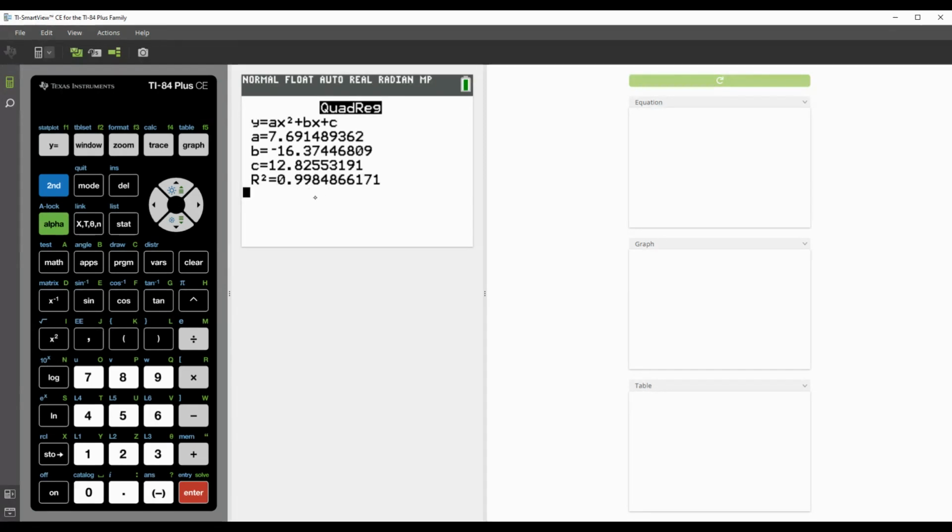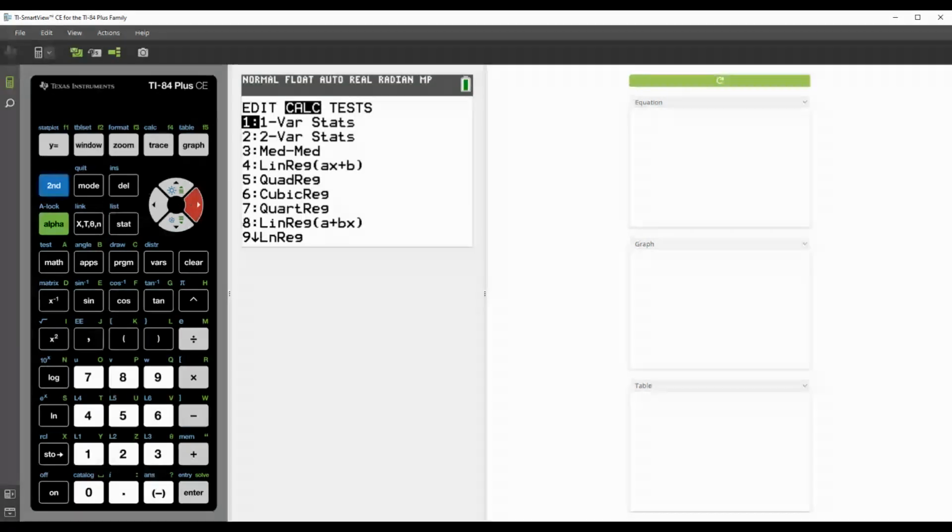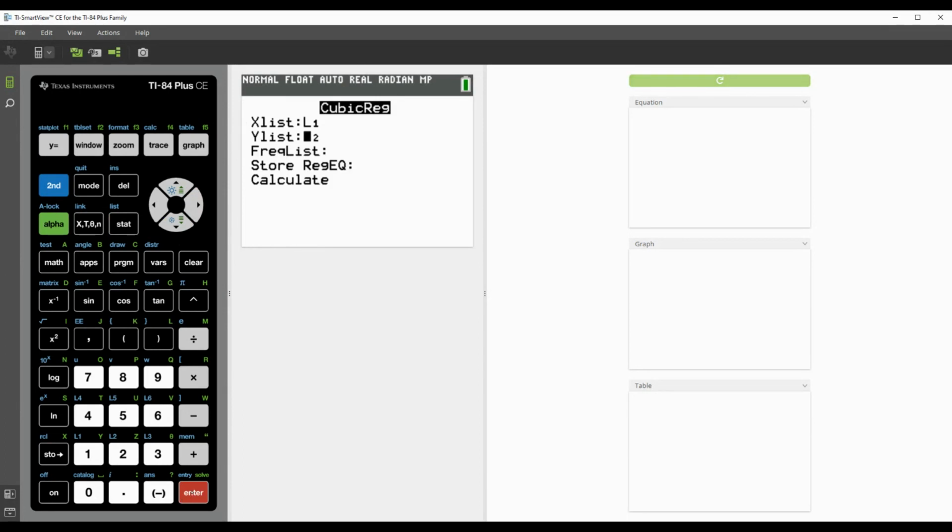0.998. So I'm trying to decide if I want to write that down or not. I don't think I'm actually going to write it down. I'm just going to do the next one. So I go back to stat, over to calculate, and this time I'm going to do a cubic regression and see how accurate this one is. List 1, list 2, we'll just go down to calculate.